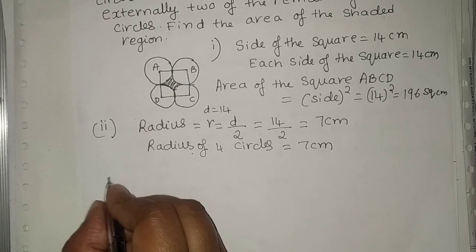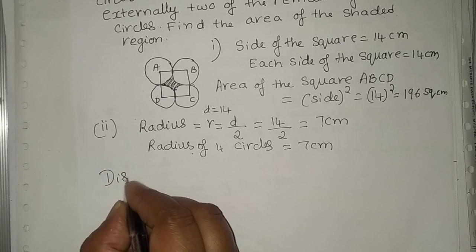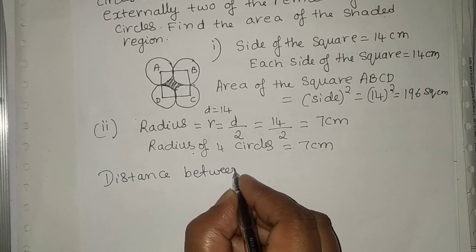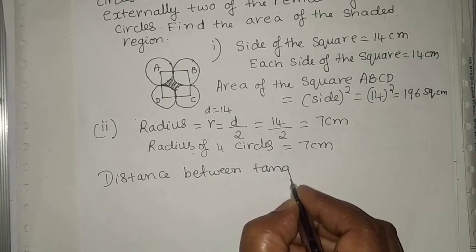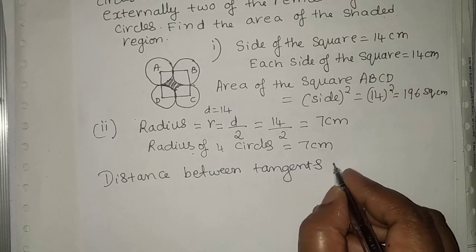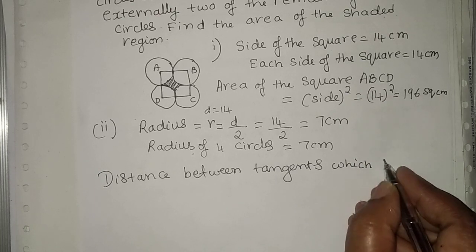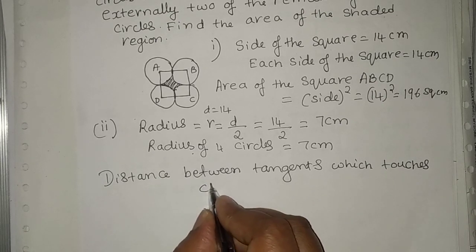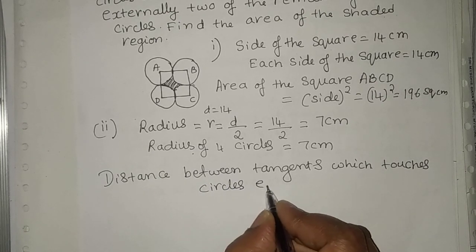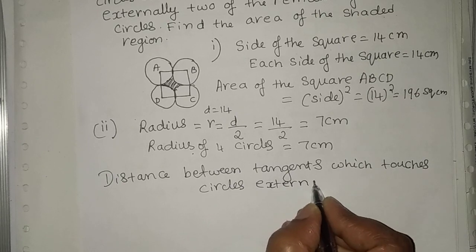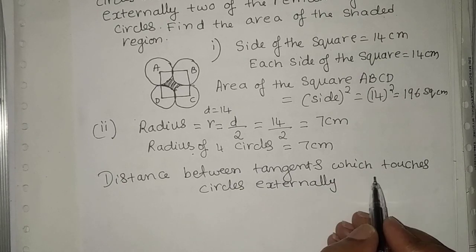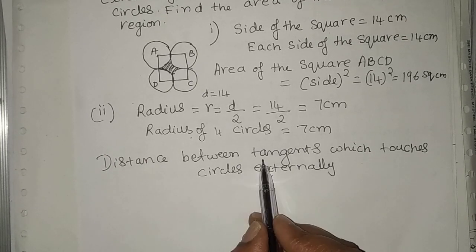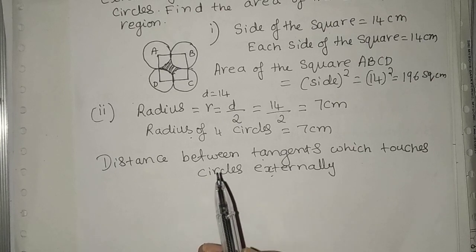So now the next step is the distance between the tangents which touch the circles externally. So what is a tangent?